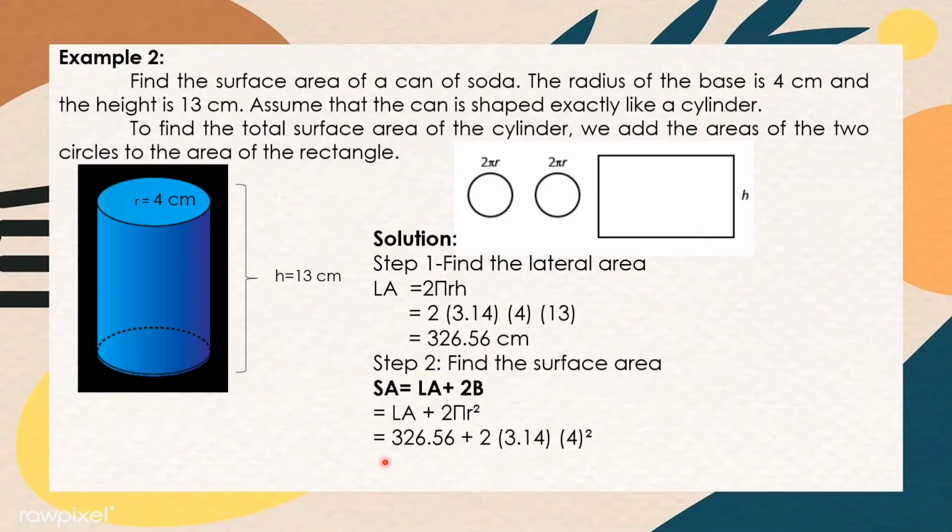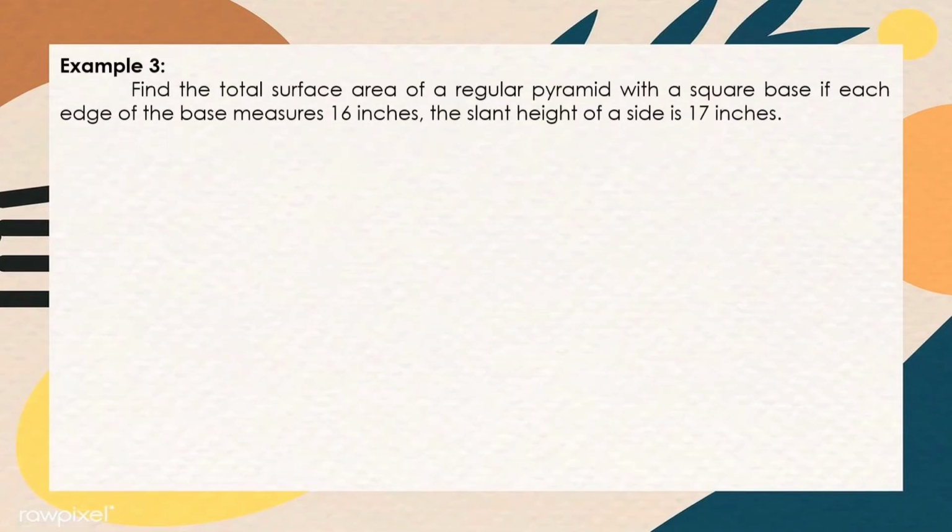We come up with the answer of 427.04 square centimeters. So the surface area of that can of soda is 427.04 square centimeters. Let's have example number 3.